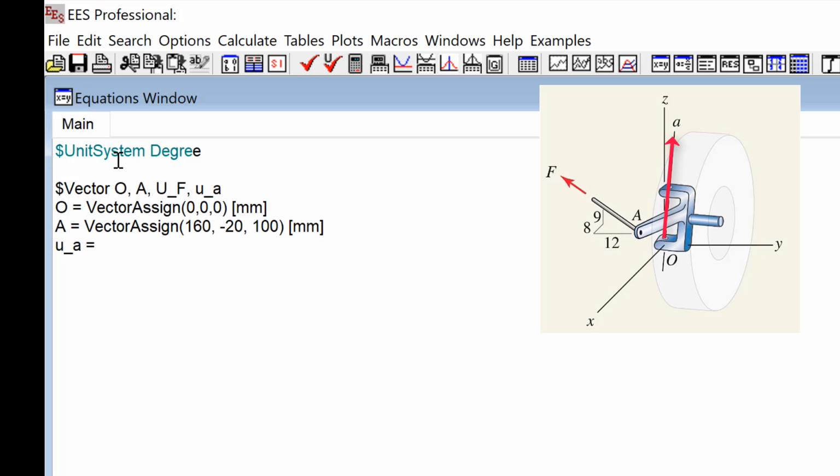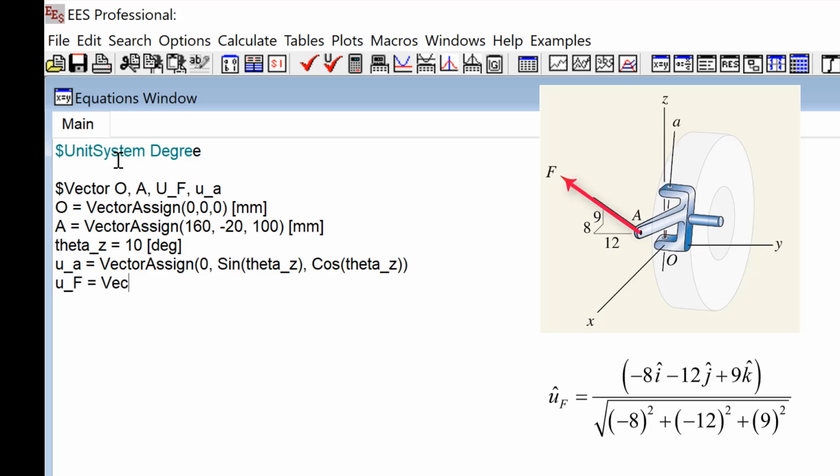I know the angle, so I know the unit vector for line A, which I'm going to call UA. The angle relative to the z-axis is 10 degrees, so UA then is vector assign 0, and then the y component is the sine of theta z, and the z component is the cosine of theta z. And then I also know the unit vector that defines the direction of the force. So let's see, it's got components in the x direction minus 8, in the y direction minus 12, and in the z direction 9. I think that's right, yeah.